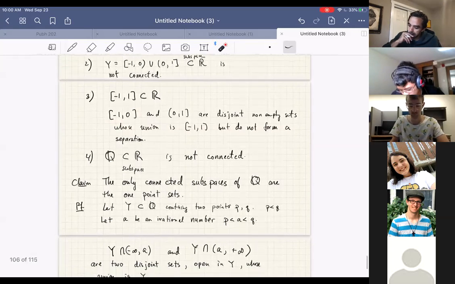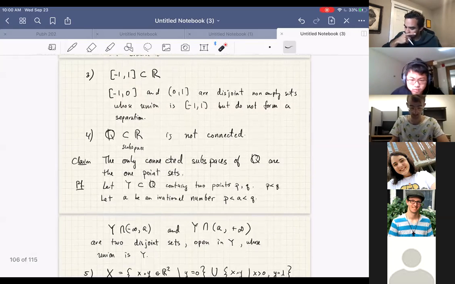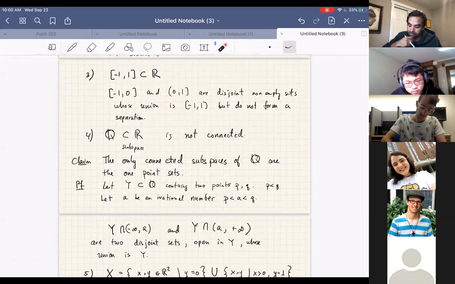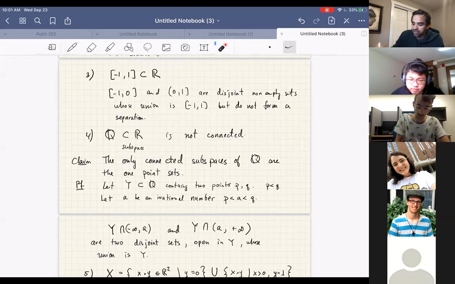And okay, the rational numbers inside the real numbers with the subspace topology, as a subspace with the subspace topology, is not connected, even if it's dense, right? In fact, I claim that the only connected subspaces of the rationals are the 1-point sets.